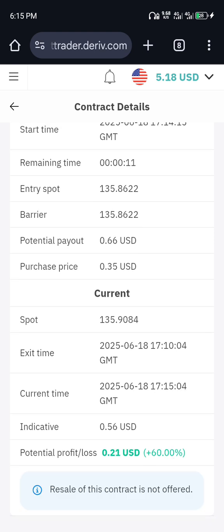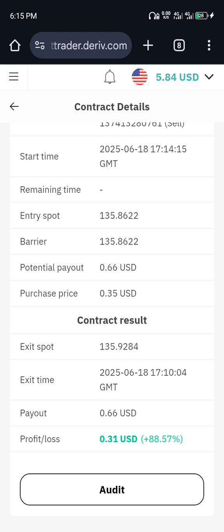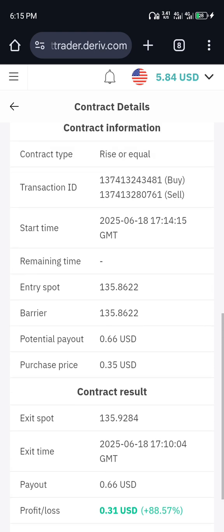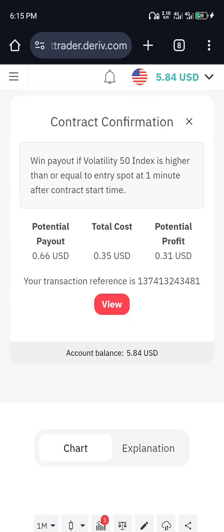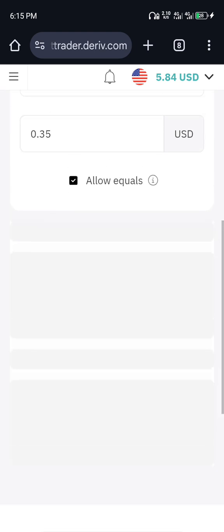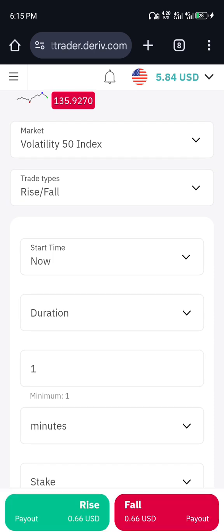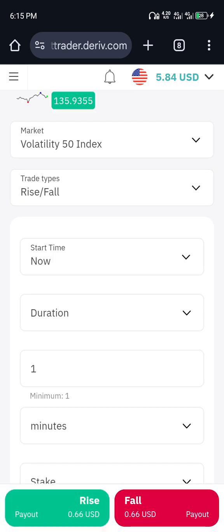Resell is not offered, it's below 14 seconds, so I have to wait till it finishes. And it seems it's finishing in my favor, and that's another success. You see my profit, my capital has increased to $5.84. That means we just made 84-cent profit. As simple as that. Gradually, I still remain at the 35 cents because I'm still making progress.